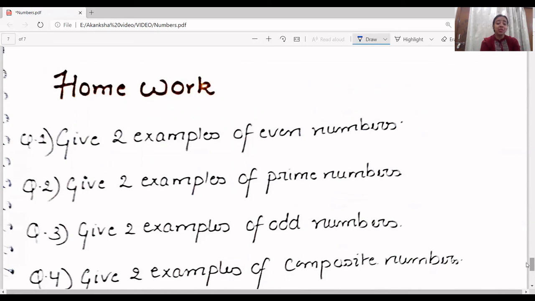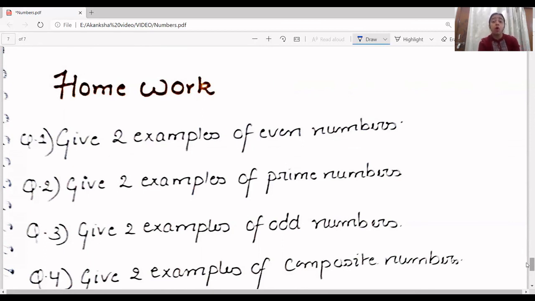Now give 2 examples of even numbers. Can you give 2 examples of even numbers after understanding the entire lecture? I think yes. So any guesses for even numbers? 2, 6. Okay. Moving ahead to 2 examples of prime numbers. Prime numbers: 3 and 5. This is what we have studied.